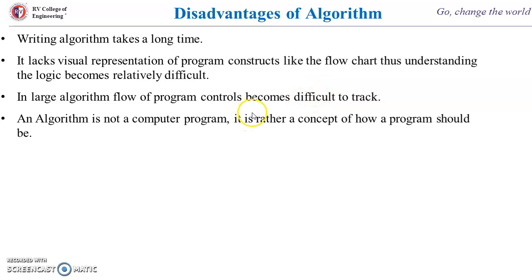And if the problem is very complex, then tracking the flow becomes very difficult. So that is the third disadvantage of an algorithm. And it's not a computer program, it is just a process. If I have to solve any problem, the first step is to write an algorithm, but ultimately we have to do programming. So we have to convert it into a program. It is not a program, it is just a process of how the program should be. So these are the disadvantages of an algorithm. In the next video lecture, I will be discussing flowchart.